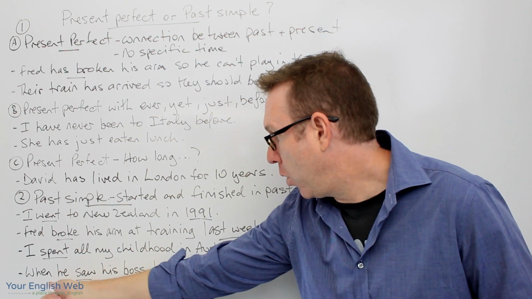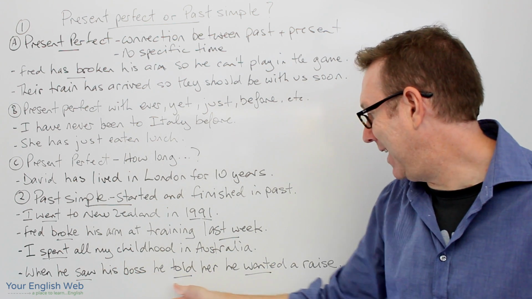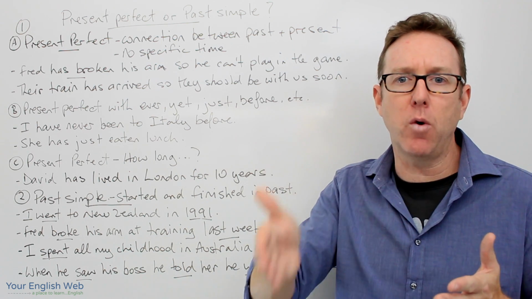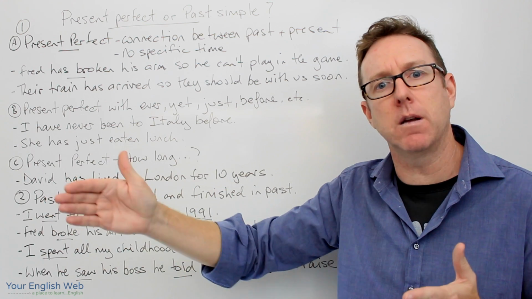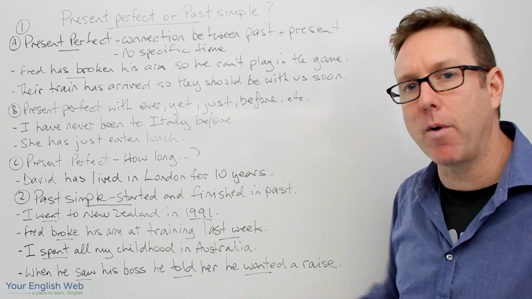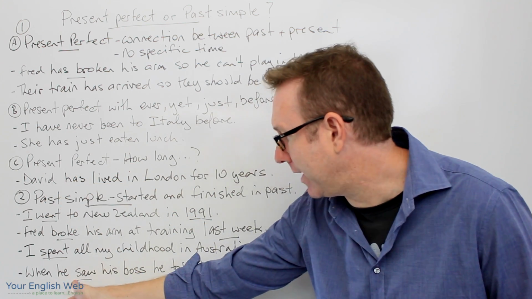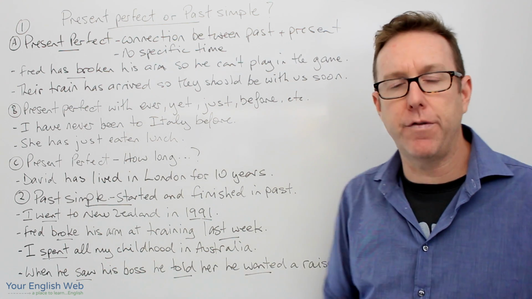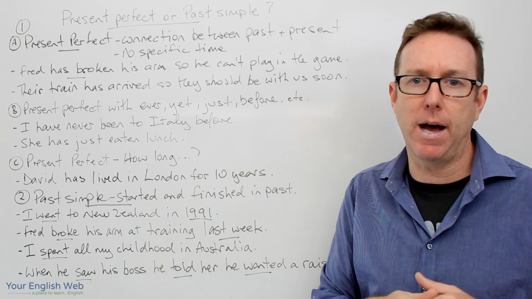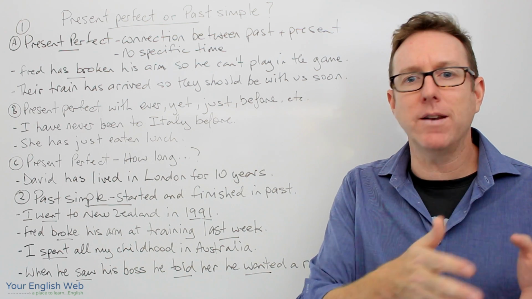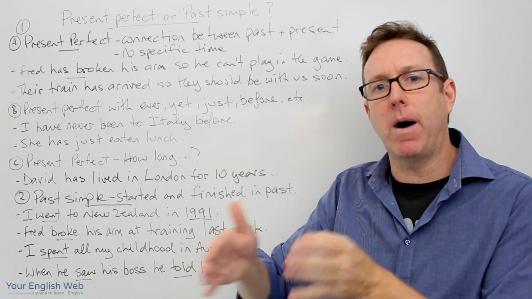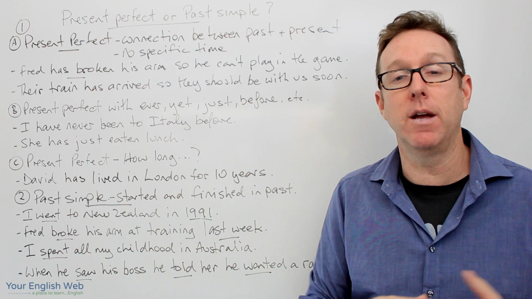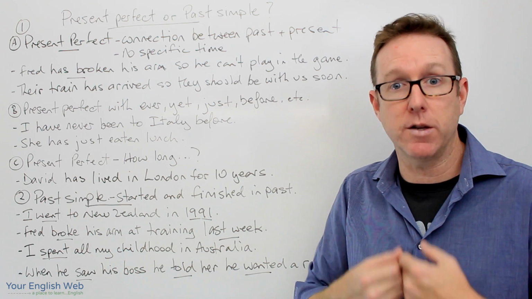And this one here, when he saw his boss, he told her he wanted a raise. So when we're talking about stories or events in the past, okay, even though there's no time reference, we're going to be using here the past simple tense for the story or for the description of something in the past, okay? So I went to Australia and I saw my parents, okay? There's no time reference, but I'm just relating a story that happened, or I'm just giving you a description about something that happened.